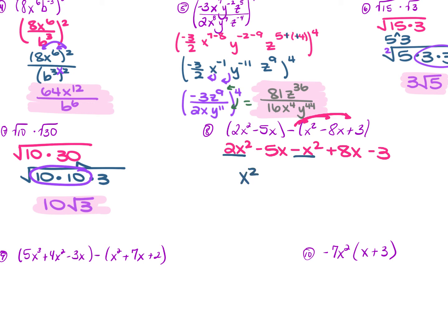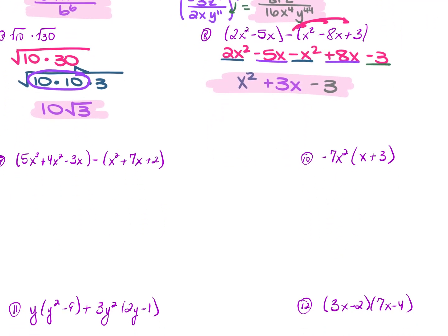Next, we have the negative 5x and the 8x. That gives us positive 3x. And lastly, we have that negative 3. Since this is already in standard form, we do not have to rewrite it. We keep it as x squared plus 3x minus 3.